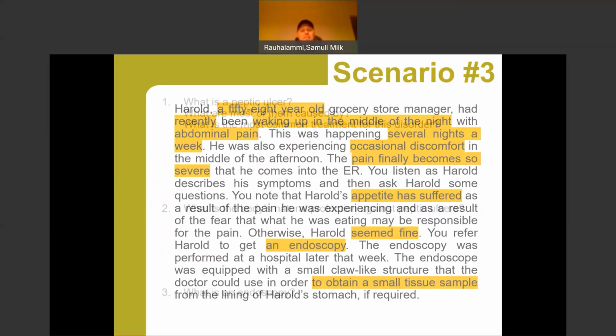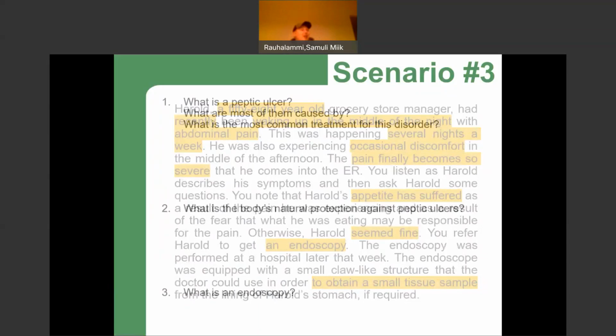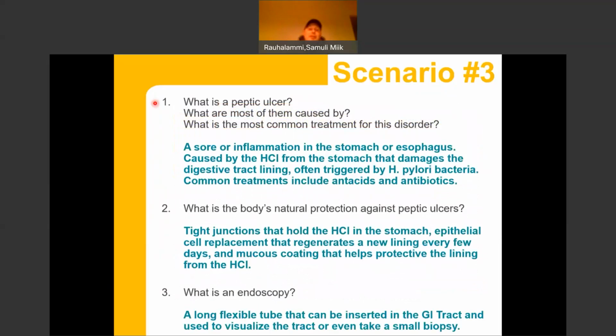We're going to start with peptic ulcer, which is the diagnosis that we end up with here. We're talking about a sore or inflammation of the stomach or esophagus lining. This is because of the hydrochloric acid, so stomach acid, that damages the digestive tract lining. Often this is triggered by a bacteria, H. pylori. Common treatments would include, first of all, antacids to neutralize the stomach contents so they don't irritate that lining as much, and also antibiotics to deal with this bacteria.